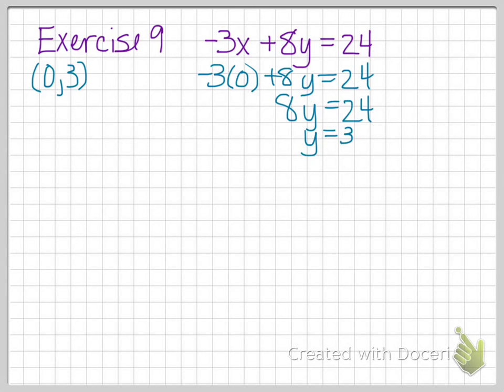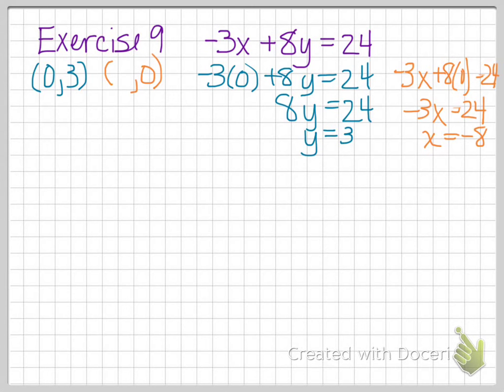Now to find the x-intercept, we want the point where y is 0. So we're going to insert it here. So we'd have negative 3x plus 8 times 0 is equal to 24. And so negative 3x equals 24. Dividing by negative 3, we'd get that x equals negative 8. So the x-intercept is negative 8, 0.